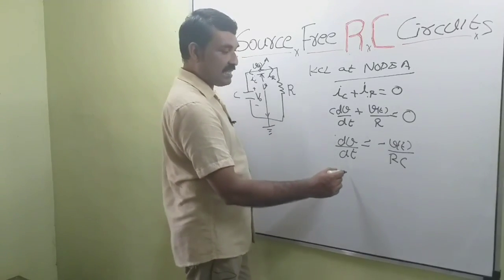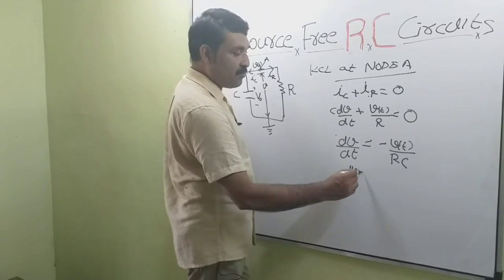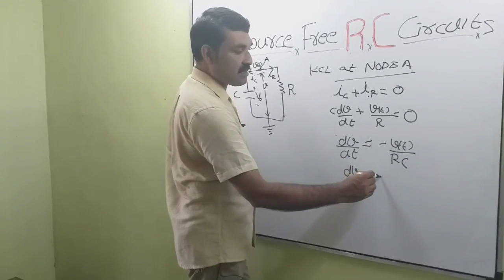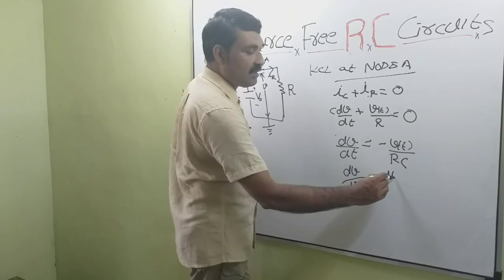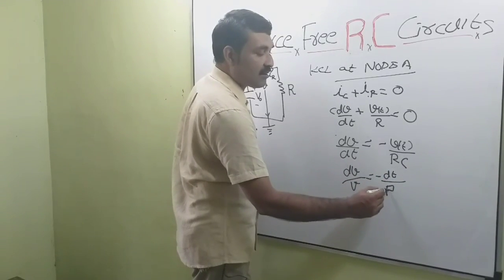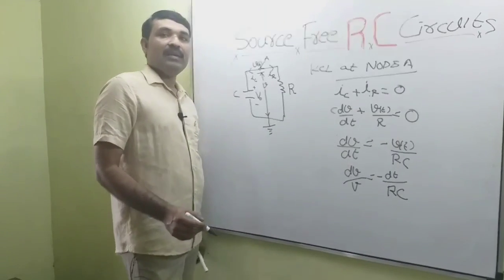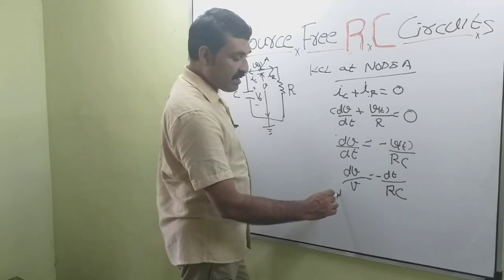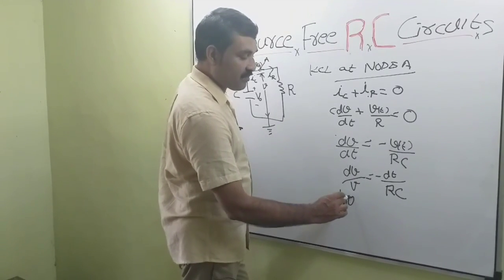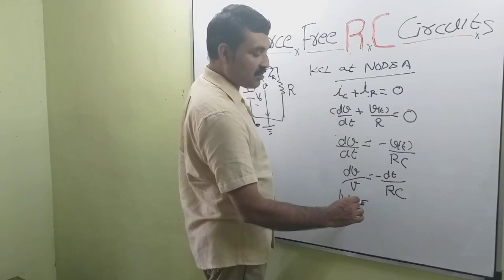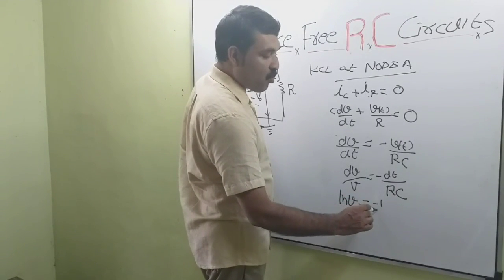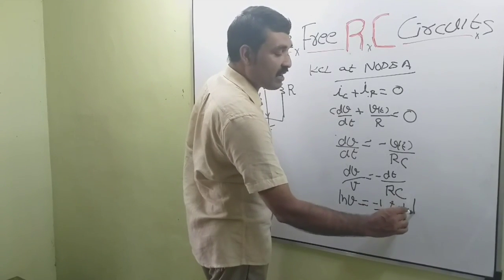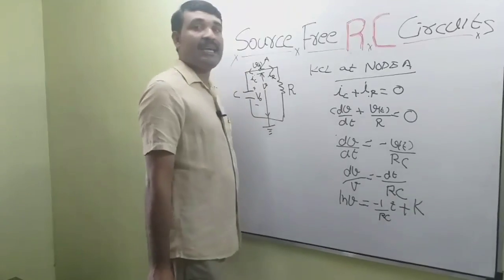We can manipulate this equation as dV by V equal to minus dt divided by RC. Now integrate both sides of the equation. While integrating the LHS, we will get ln V and the integration of the RHS becomes minus 1 by RC into t plus the constant of integration, denoted by K.